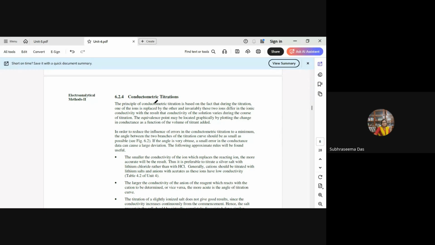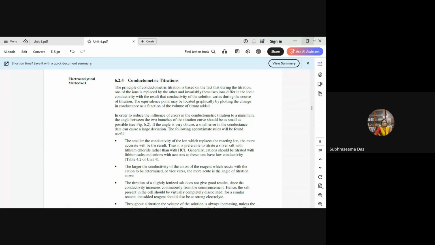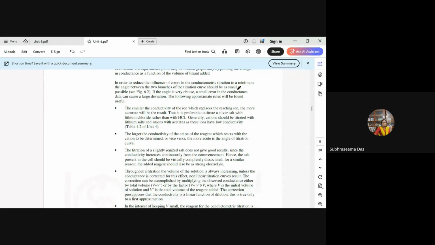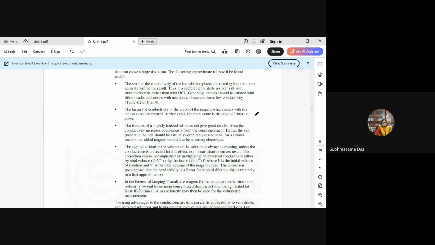Now coming to conductometric titrations. The principle of conductometric titration is based on the fact that during the titration, one of the ions is replaced by the other, and invariably these two ions differ in ionic conductivity, with the result that the conductivity of the solution varies during the course of the reaction. To reduce the influence of errors in the conductometric titration to a minimum, the angle between the two branches of the titration curve should be as small as possible. If the angle is very obtuse, then a small error in the conductance data can cause a large deviation.